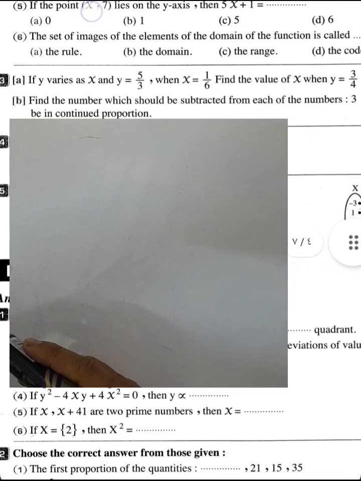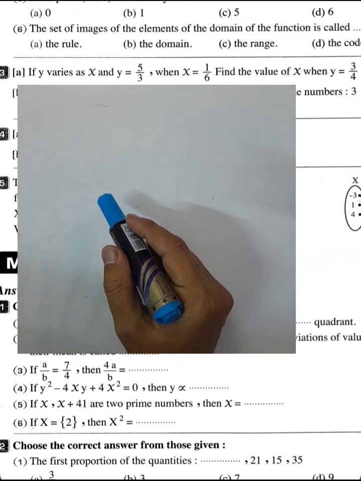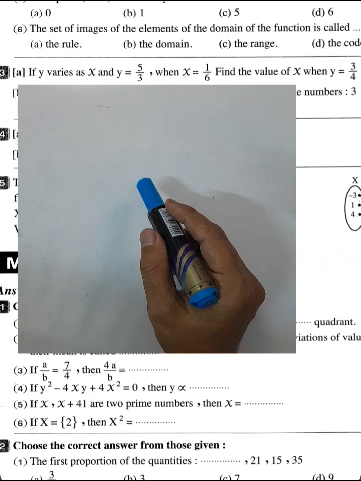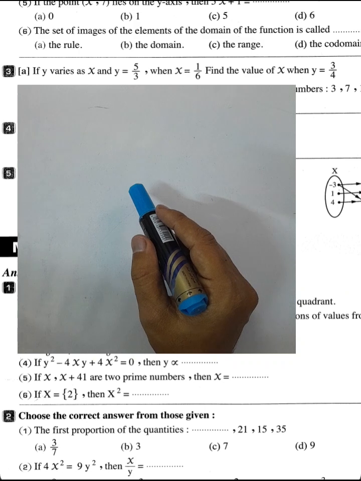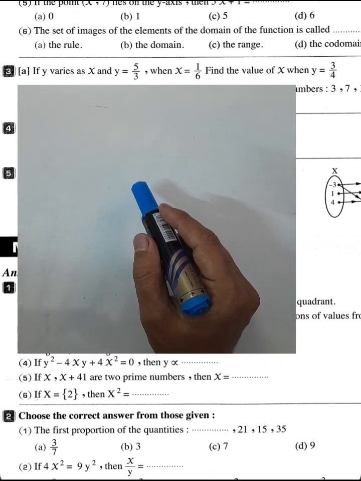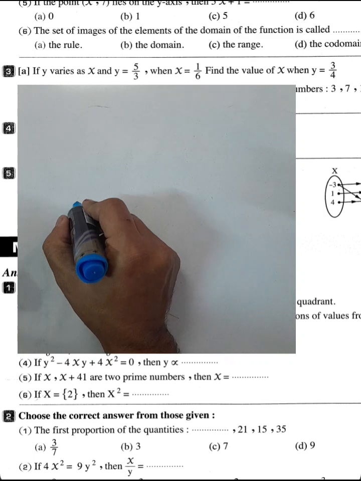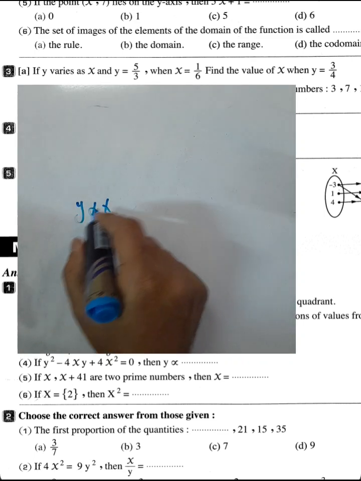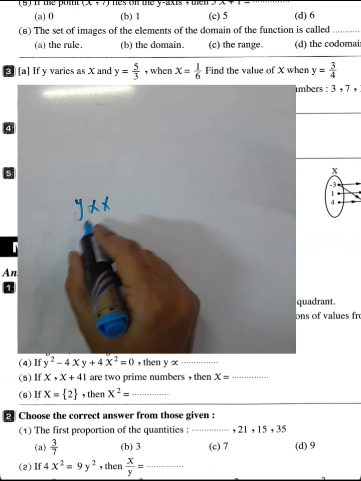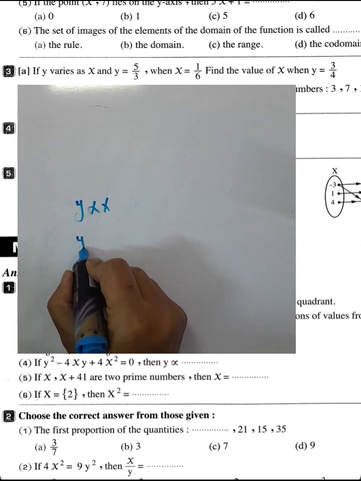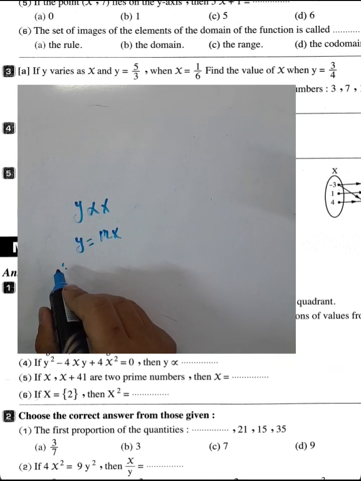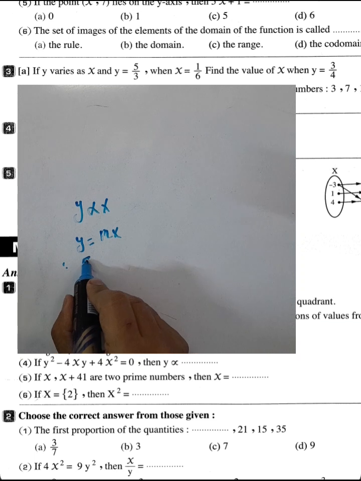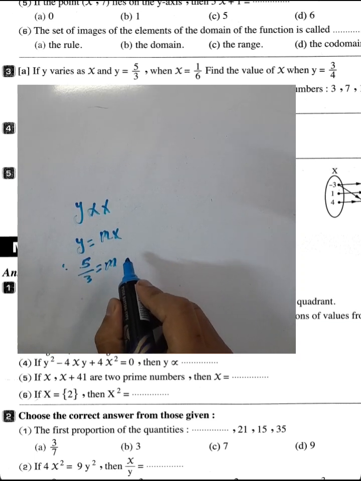Question number 3. If y varies directly as x, and y equals 5/3 when x equals 1/6, then find the value of x when y equals 3/4. You can write the relation between y and x: y varies directly with x. Then we can write y equals a constant times x. Then he gives us y equals 5/3 when x equals 1/6.